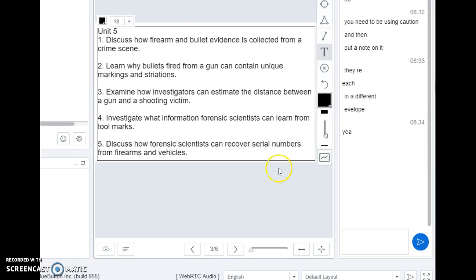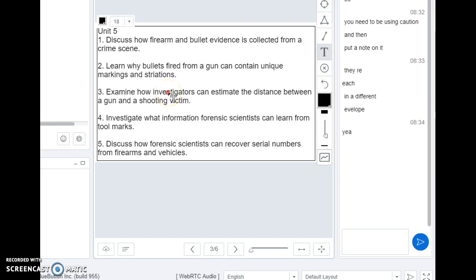All right, so let's move on then. Objective 2, learn why bullets fired from a gun can contain unique markings and striations. What are we talking about there? Noelle, please feel free to chime in.